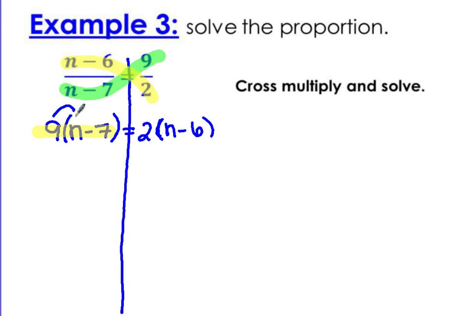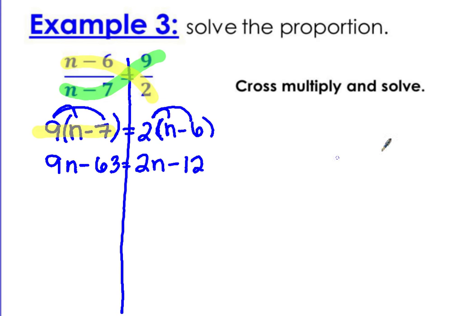9 times n is 9n. And 9 times negative 7 is negative 63. 2 times n is 2n, and 2 times negative 6 is negative 12. So my next step would be to combine like terms. I don't have any like terms on this side or this side, so I'm done with that.